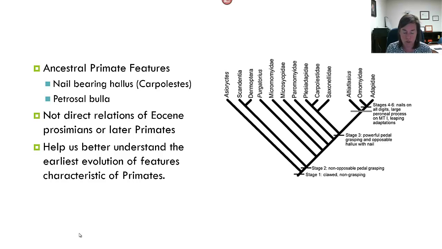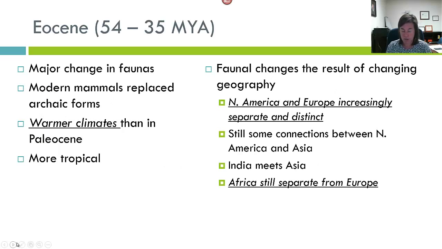But there are really no direct relationships of Eocene prosimians or later primates to these plesiadapiforms. The most important thing we can get from these plesiadapiforms is a better understanding of the earliest evolution of features that are characteristic of primates. So, as you can see, there wasn't much that I could tell you for the Paleocene because we really don't have very much about primate evolution during the Paleocene.